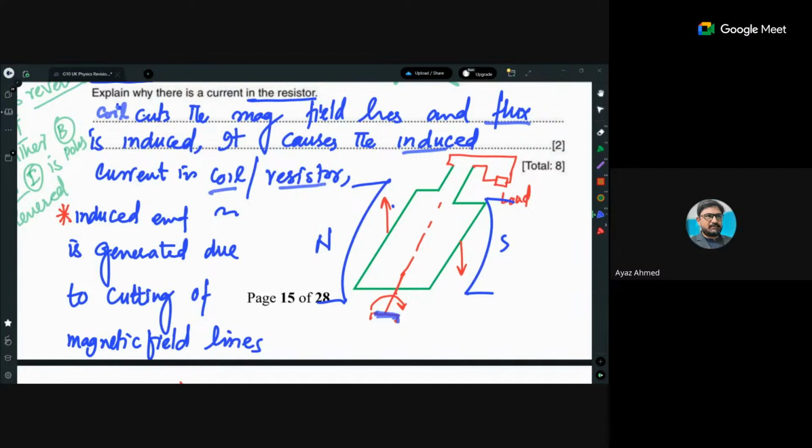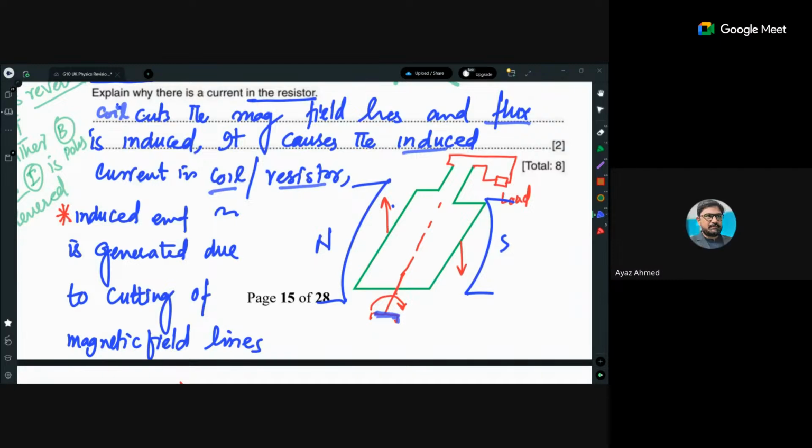When a coil rotates in the magnetic field, it cuts the magnetic field lines. What does it do? It cuts the magnetic field lines. ठीक है? I've got it, sir.